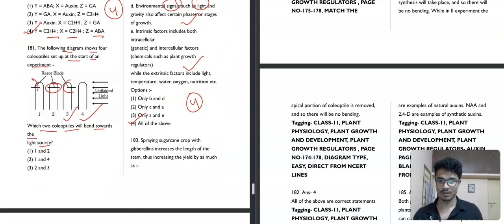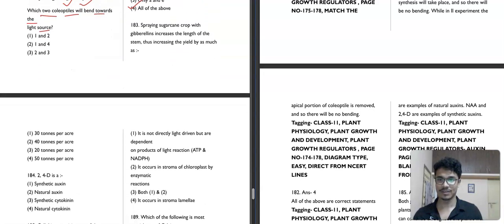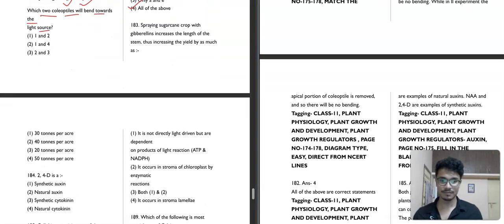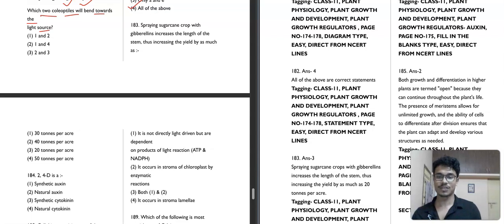Then question number 183. It is saying that a spring sugarcane crop sprayed with gibberellin increases the length of stem, thus increasing the yield by as much as 20 tons per acre. Third option is our correct answer.